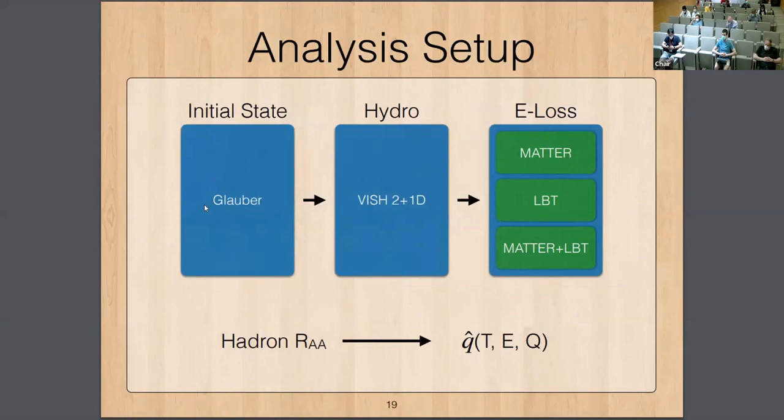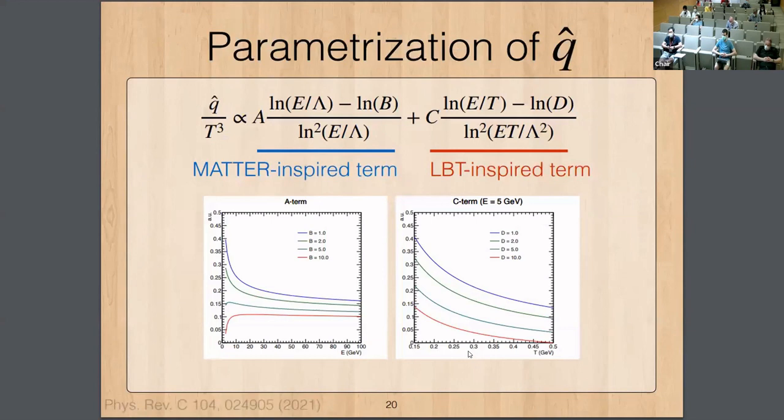So for the analysis setup, we use the 2+1 D hydro, and then we explore different energy loss models. And for the Q hat, we try to use a single function to describe everything. Okay, and the parameterization of Q hat is written like this. So there are two terms in there. One term is the MATTER-inspired term. So this is closer to what we would expect in the MATTER model. And the second part is the LBT-inspired term. So it's more similar to what we would see in LBT. And we try to parameterize the whole thing using this.